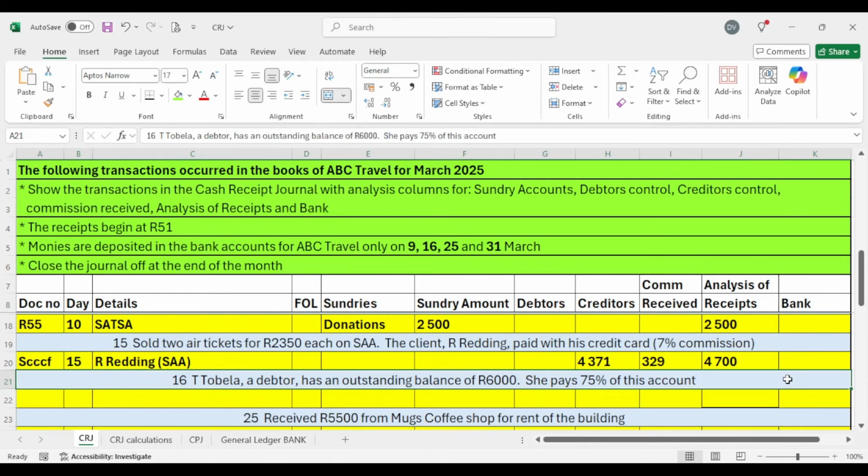Next one. T. Tobela, a debtor, has an outstanding balance of 6,000 Rand. She pays 75% of this account. So yes, we've got a calculation to do.